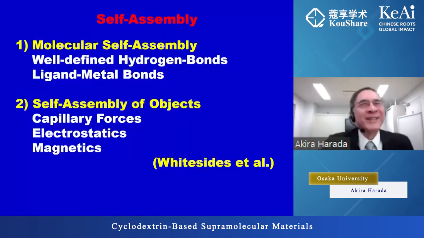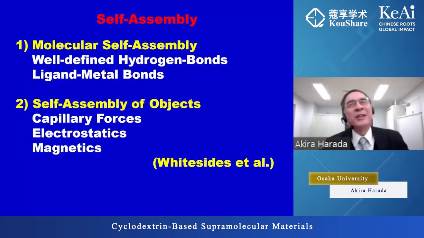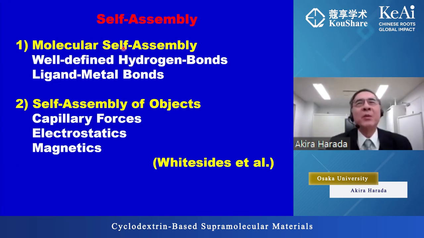Amazing. This work with a molecular system uses well-defined reversible interactions to generate assembled structures, such as well-defined hydrogen bonds, donor-acceptor bonds, and ligand-metal bonds.